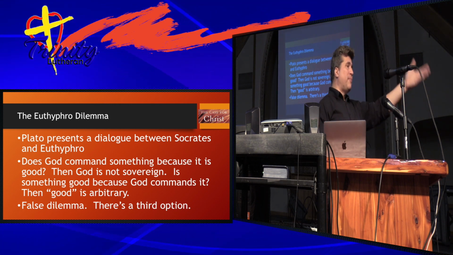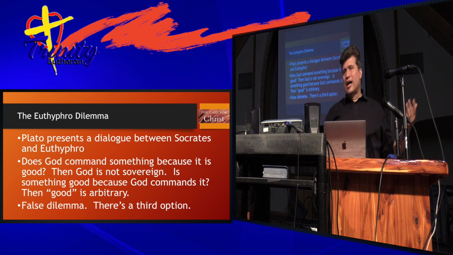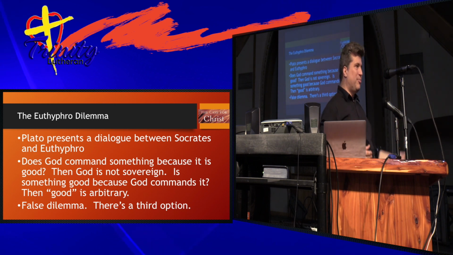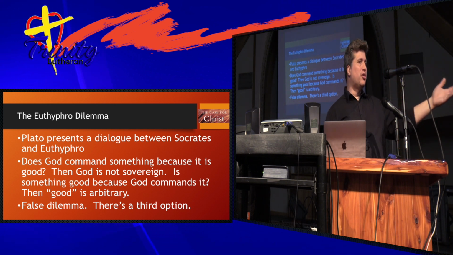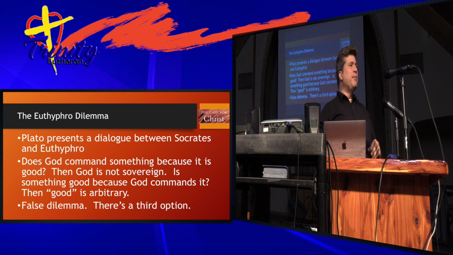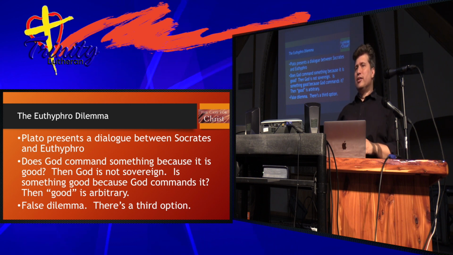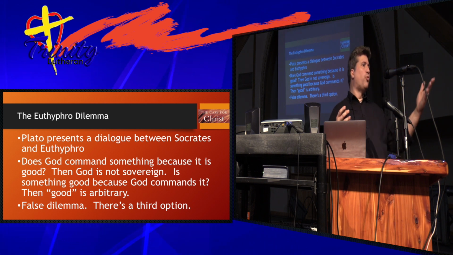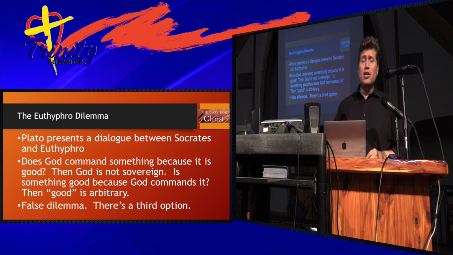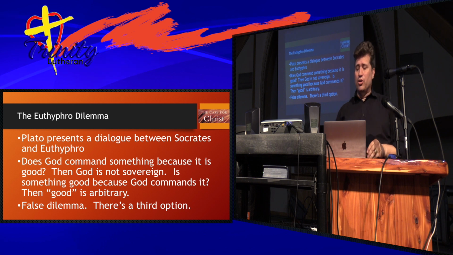The second one is something is good because God commands it. Does the act of him commanding something make it good? Well, if that's the case, then God appears arbitrary, because if God had commanded something different, then something different would have been good. If he commanded someone to commit murder, then murder would be good. And that doesn't seem right to us either. So a lot of people look at this and say this is a dilemma, because either God can't be the most powerful and important entity in the universe because he's appealing to some moral standard above himself, or God is arbitrary, and everything we think of as morality is simply arbitrary.